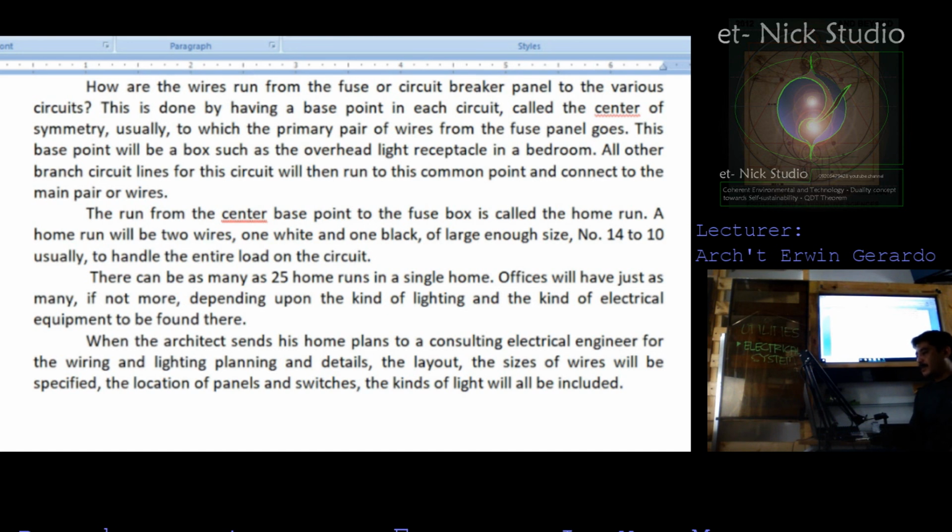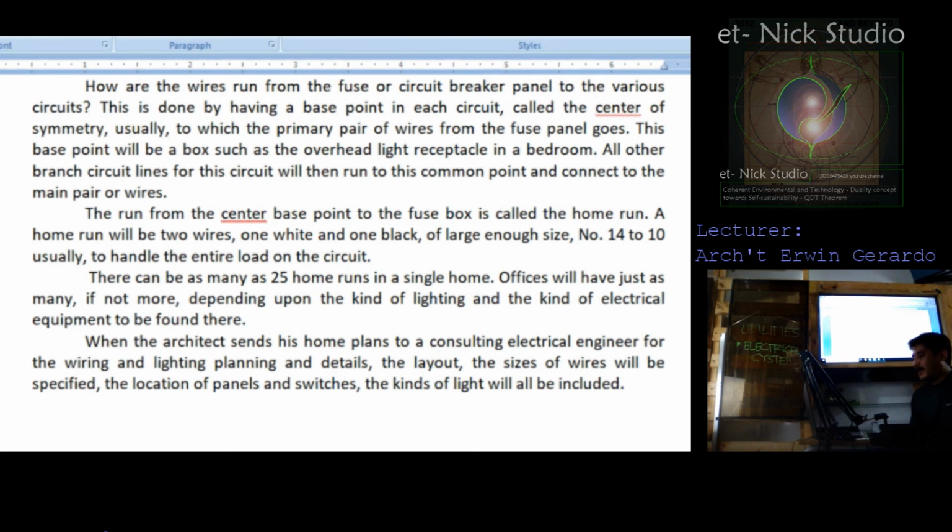A home run will be two wires, one white and one black, of large enough size. So we recommend here number 14 to 10, usually, to handle the entire load on the circuit. There can be as many as 25 home runs in a single home. Offices will have just as many, if not more, depending upon the kind of lighting and the kind of electrical equipment to be found in their office.